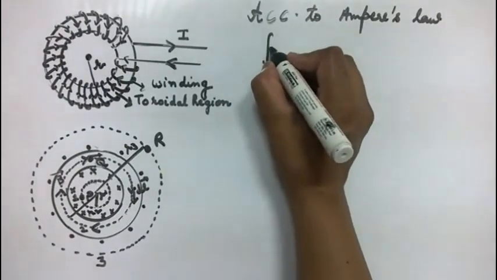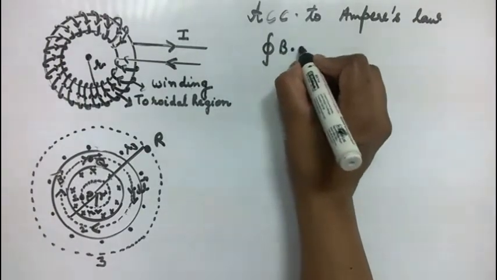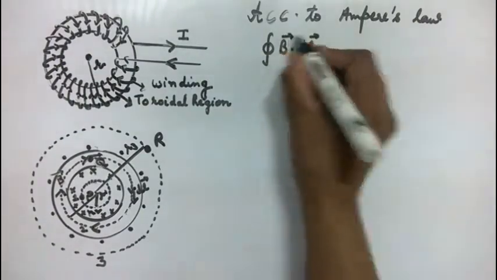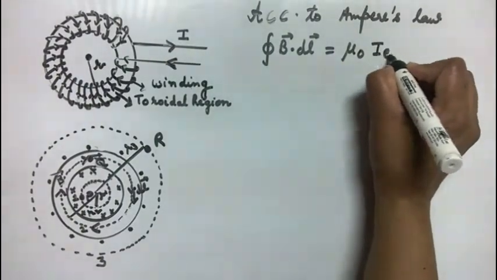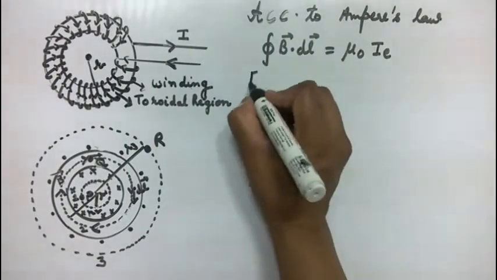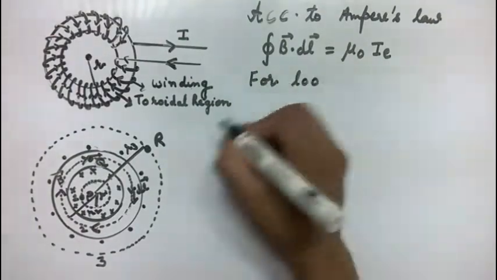Ampere's circuital law states that the line integral of the magnetic field over a closed loop is equal to mu naught times the total current enclosed within the loop. Now consider loop 1 of radius R1.